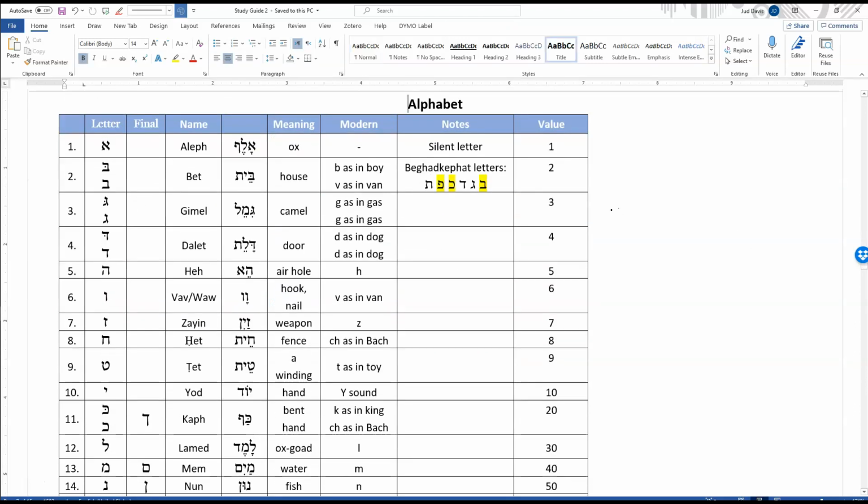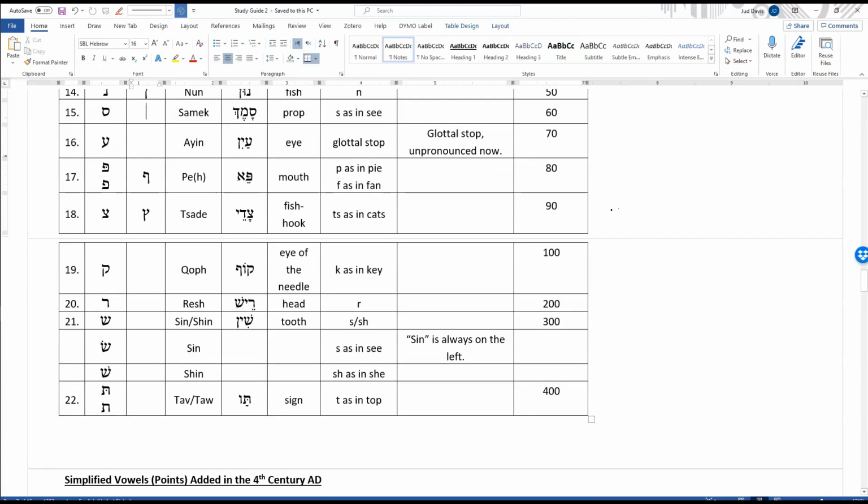So let's just go over the alphabet, and if you'll say it with me. Aleph, Beit, Gimel, Dalet, Hey, Vav, Zayin, Chet, Tet, Yod, Kof, Lamed, Mem, Nun, Samekh, Ayin, Pei, Tzadi, Kof, Resh, Sin, Shin, Tav. So there are 22 letters in the Hebrew alphabet.